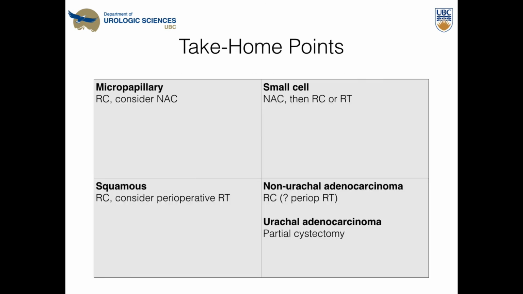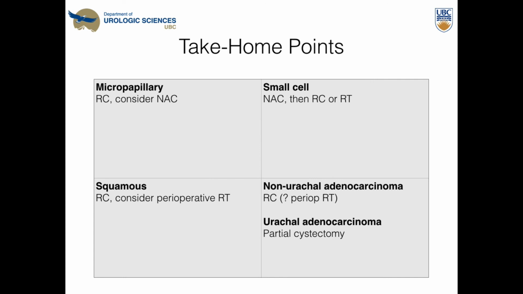So in terms of take home points, how do I manage these subtypes if I see them on my path report? For micropapillary, you do cystectomy, you consider neoadjuvant chemo. Maybe BCG, but it's risky. For small cell, neoadjuvant chemo is a necessity. Then you can go with cystectomy or radiation. Either is reasonable at this point. For squamous cancer, cystectomy is your treatment of choice. You consider perioperative radiotherapy before or after.